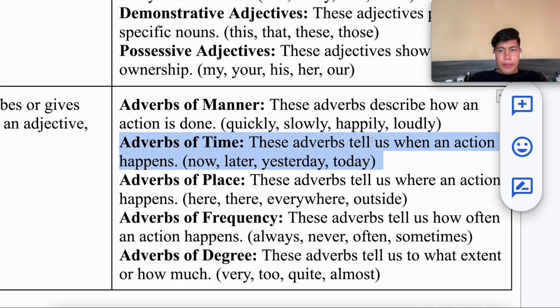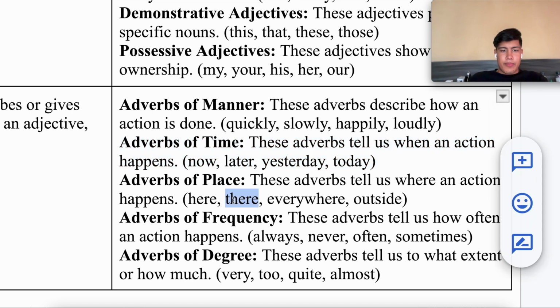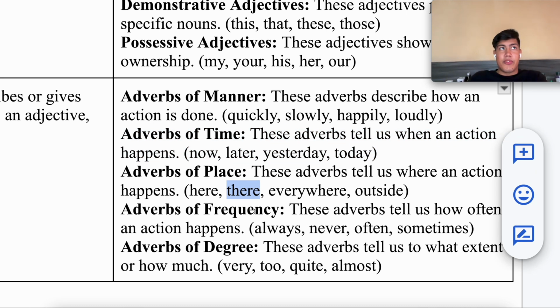And adverbs of time. These are things that tell us about when something happens or when an action happens. So yesterday I went for a run. Today I'm going to climb. Tomorrow, or I'm going to go climb later, or stuff like that. And for places it's here, there, everywhere, outside. I went for a hike outside, or I went for a hike over there, or stuff like that.